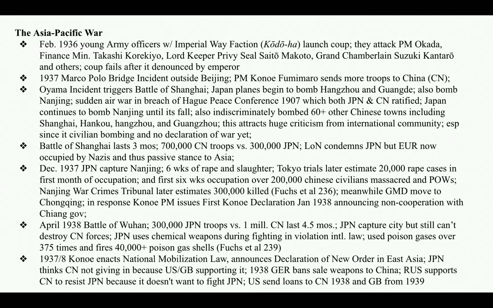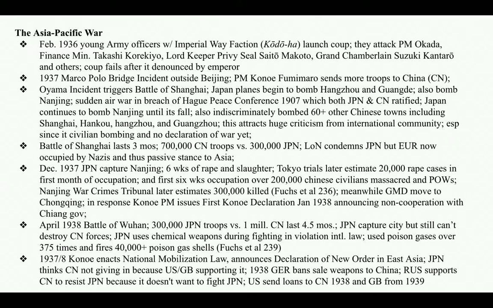Prime Minister Konoe Fumimoto then quickly moved to up the ante by sending more troops to China, and then fighting breaks out, starting with the Battle of Shanghai. Japanese planes also begin to bomb Hangzhou, Guangde, and Nanjing.